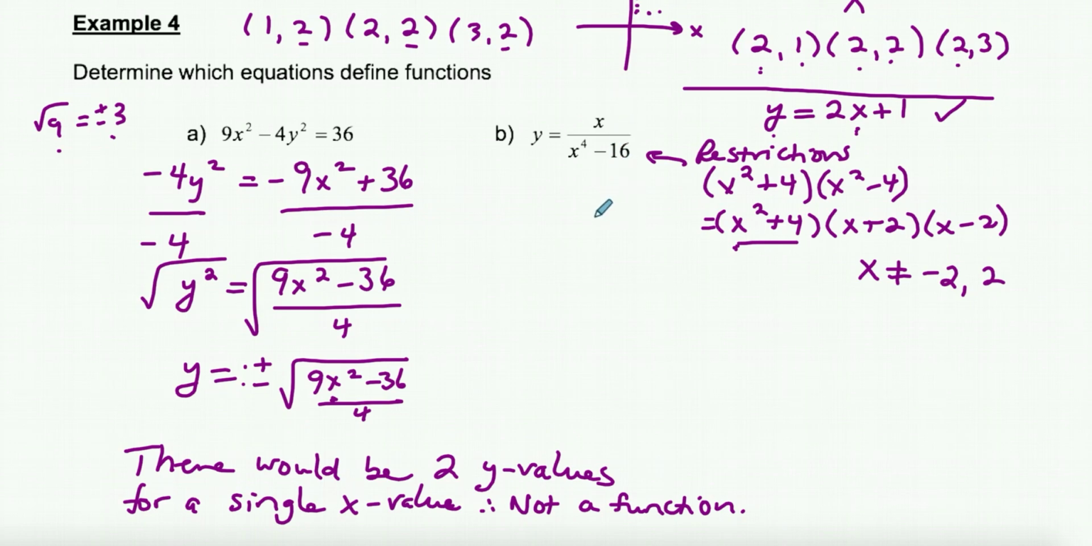I could sub in different numbers for x. So if I sub in x is positive 1, I could put positive 1 in here. This would be 1 to the 4th minus 16. I would get a single value for y. If I sub in a negative 1, I would get a different value for y. So for any value of x other than these, this is a function.